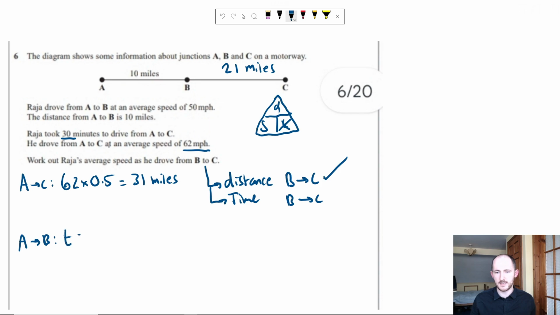So the time is just equal to distance, which is 10, over 50. So in other words, it's 0.2 hours. Okay? Which in other words, a fifth of an hour is just going to be a fifth of 60, which is 12 minutes. Right?